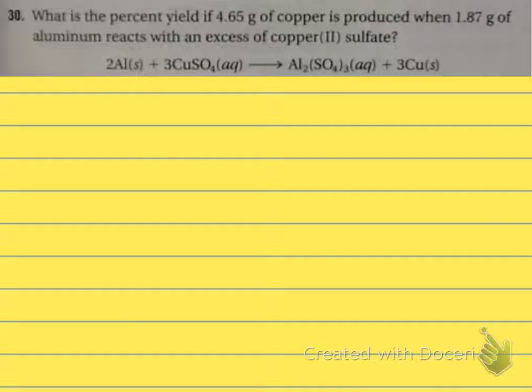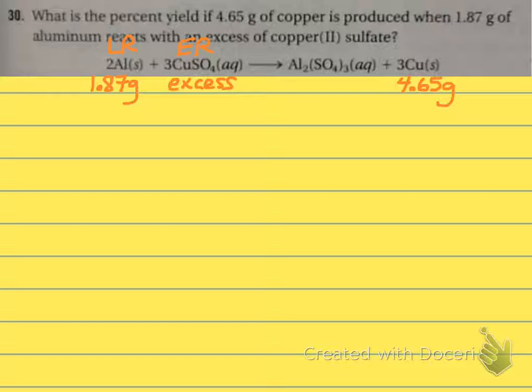Number 30, what is the percent yield if 4.65 grams of copper is produced when 1.87 grams of aluminum reacts with an excess of copper 2 sulfate? And they've given you the balanced chemical equation. Again, remember they're telling you that because now you know that aluminum is your limiting reagent and your copper 2 sulfate is your excess.